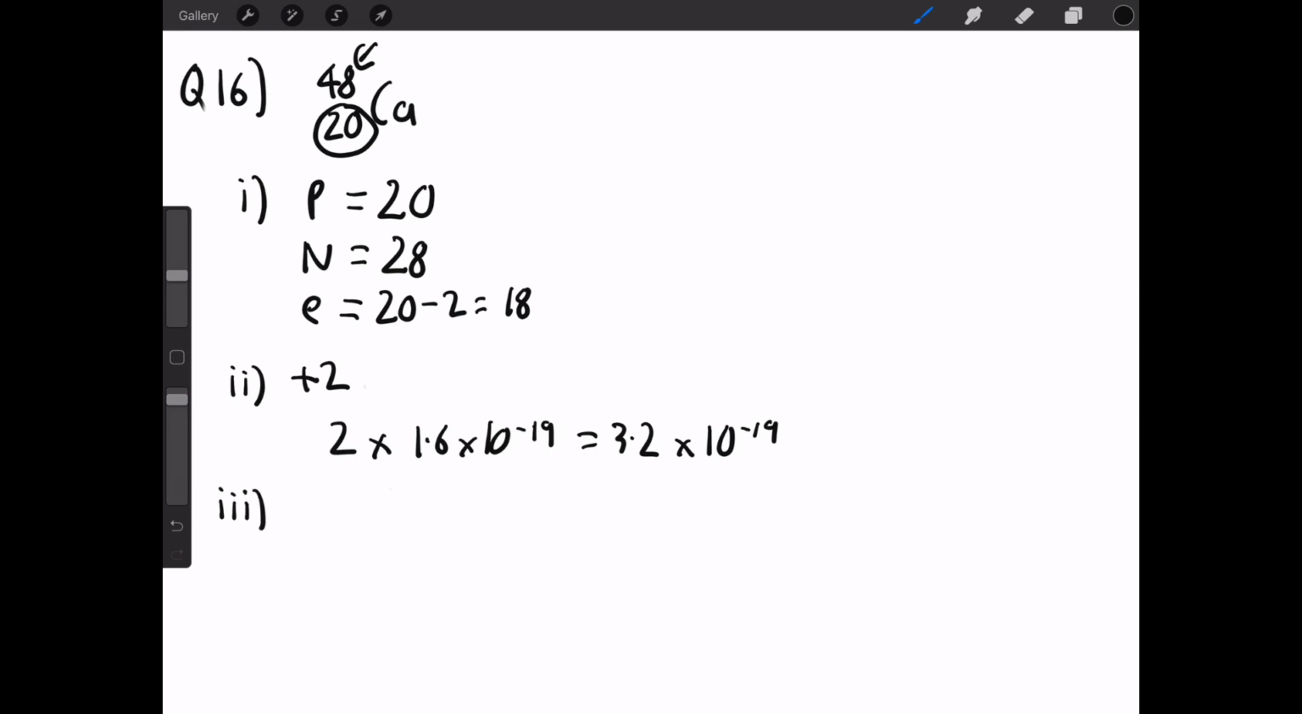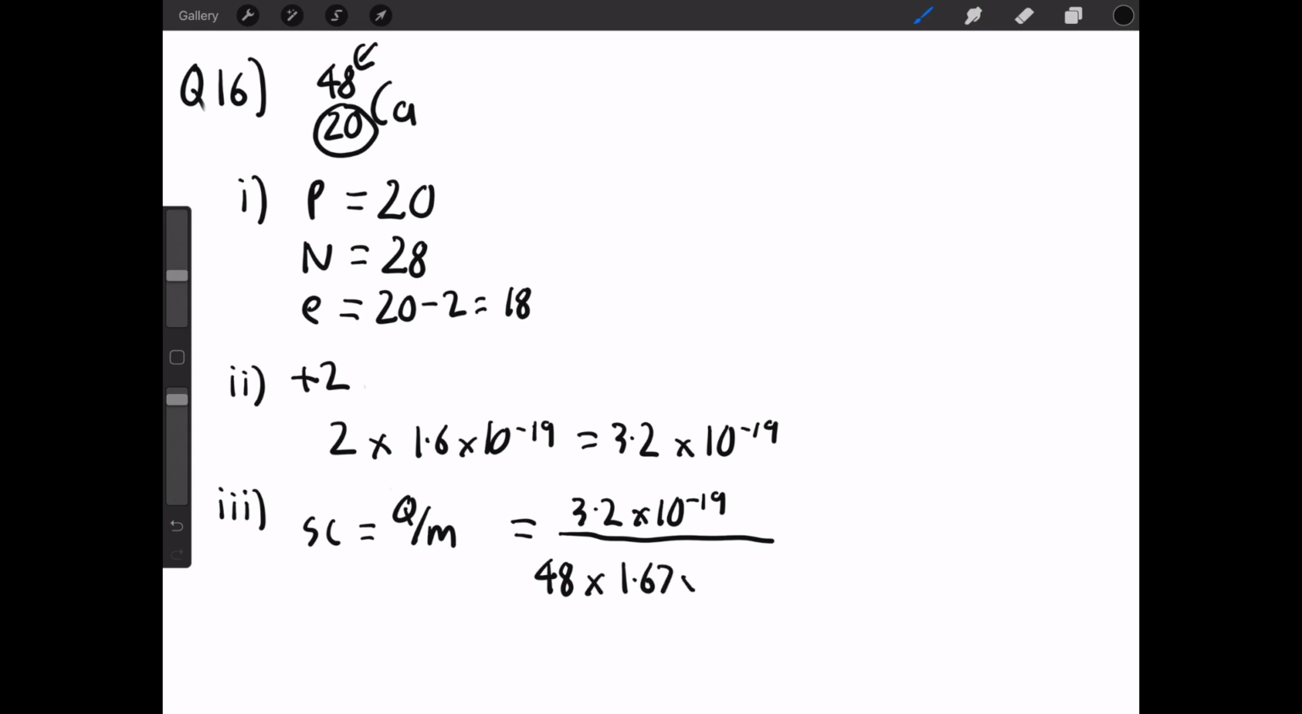Question 3. Calculate the specific charge of the ion. So specific charge is the ratio of the charge to the mass. So we're going to plug numbers in here. The charge we've just calculated is 3.2 times 10 to the minus 19. The mass, we're looking at the specific charge of the ion now. So we've got to take the mass of the nucleus, 48 nucleons times 1.67 times 10 to the minus 27.